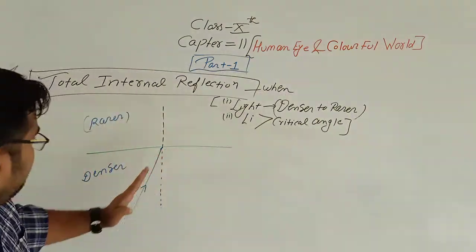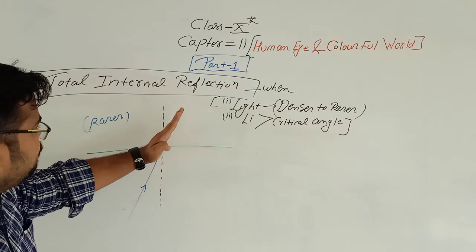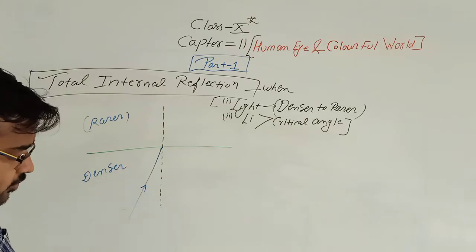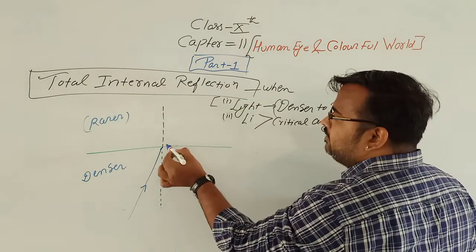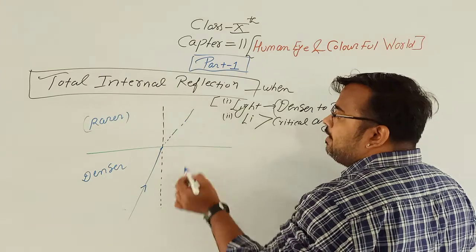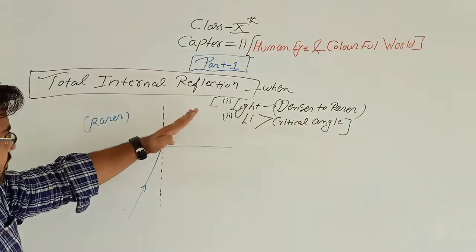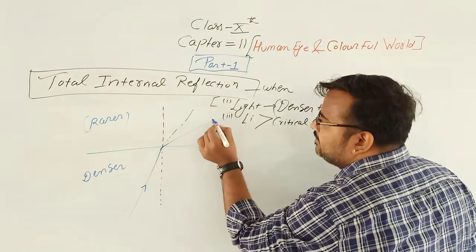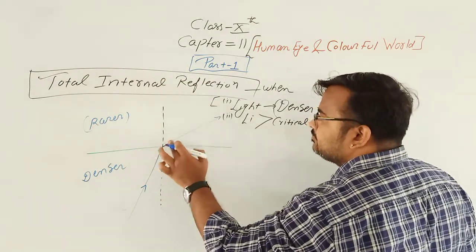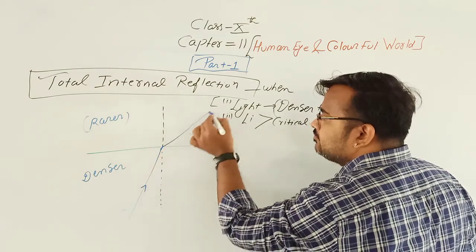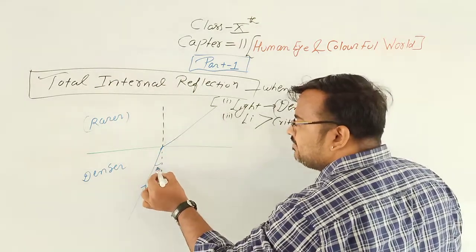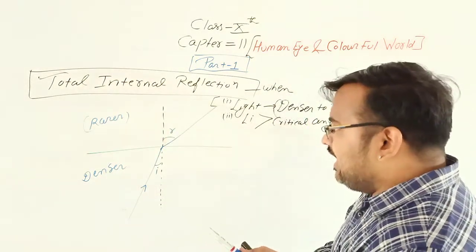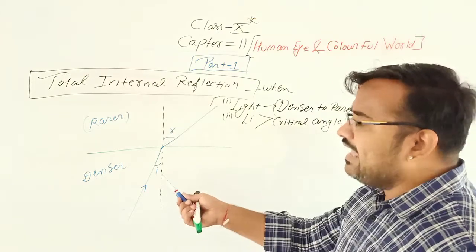See, it goes from denser to rare. So the incident light should follow the straight path, but it will bend away from the normal. This is the initial path which should be followed, but it will bend away from the normal. So this ray will bend like this. This is the angle of incidence and this is the angle of refraction. Clear?